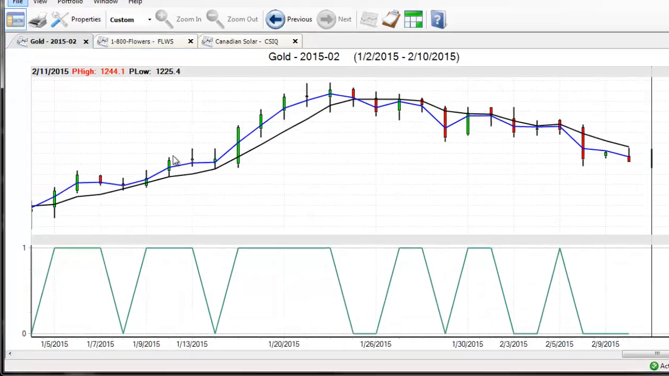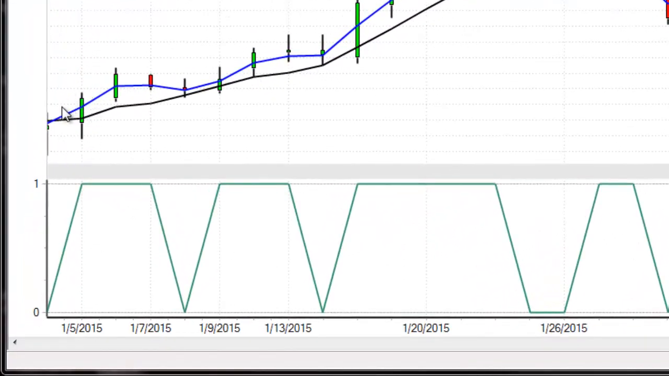When the blue line crosses above the black line, and you see it's visible back here, on January 5th, that's the indication that this trend is expected to go up. And that's where, if you're trading gold, you could take your opportunity to jump into that position. Now, just below that, you see a green line. That's a predicted neural index. That's your second confirmation. When it's up here in the 1 position, it's predicting strength. When it's down here in the 0, like here, here, and here, it's predicting weakness.